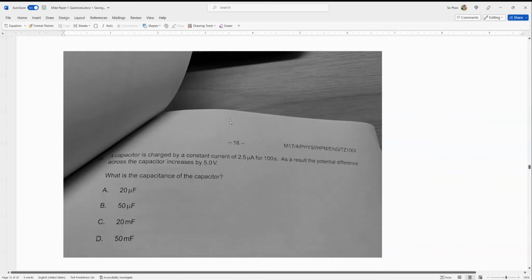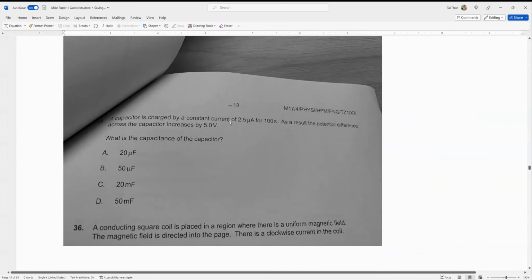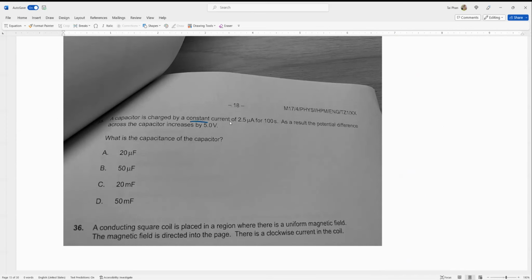One last question here, huh? A capacitor is charged with a current of 2.5 microampere for 100 seconds. As a result, the potential difference across the capacitor increases by 5 volts. What is the capacitance of the capacitor? Current times time. A constant current is not realistic because in reality the current will decrease when charging like this, but anyway, this is an assumption, like taking an average current.